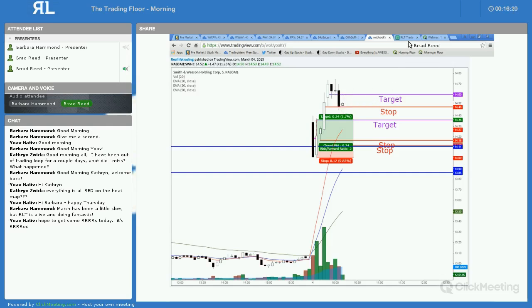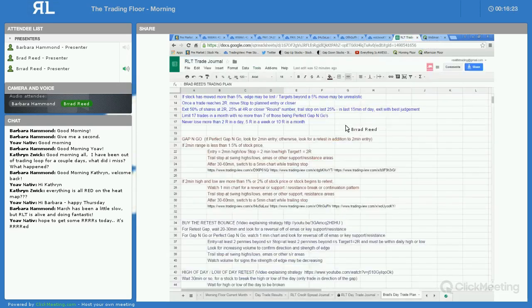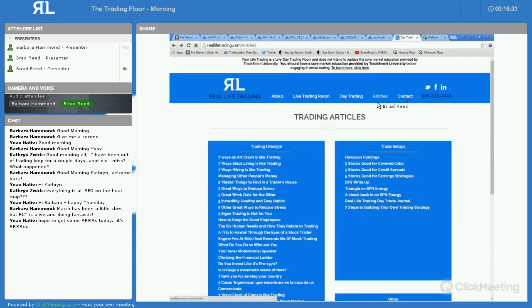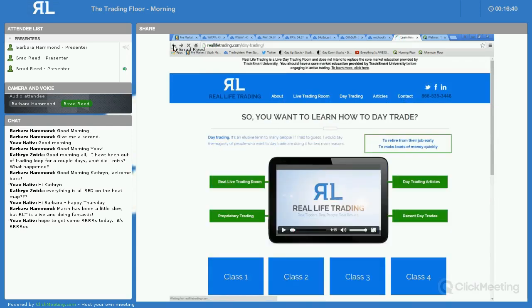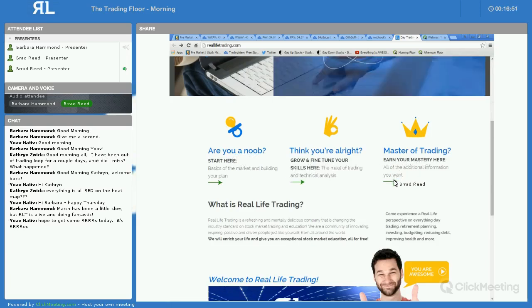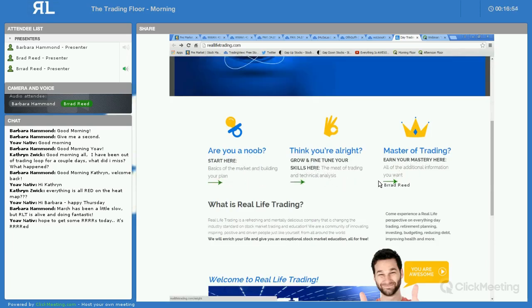So those are 3 examples of gap and goes. Again, to learn how to trade a strategy, come check out this article here, which is also located here, reallifetrading.com. Click on articles, and then you can see 7 steps to building your own strategy. And a while ago, I was talking about the bounce signal. If you want to learn about candle patterns, if you want to learn about chart patterns, there are a series of videos here. If you're new, start here. If you think you're all right, start here. If you're a master of trading, go here. I would recommend you look at all of these video series because there's important information in all of them to help you be a successful trader.